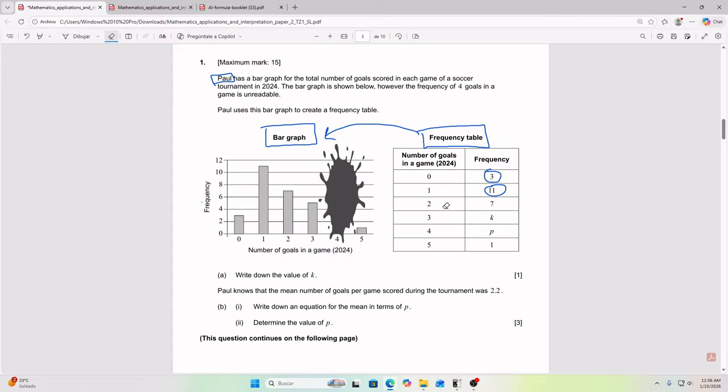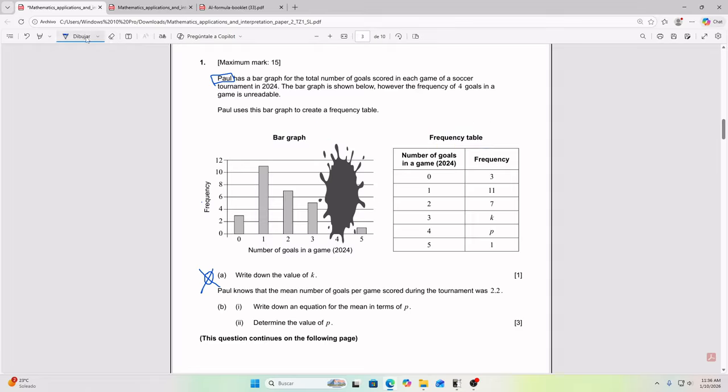And so for part A, it says write down the value of k. If we take a closer look, k is with respect to 3. So we look at 3 and see how much frequency it had. It had at least 4, but this is between 4 and 6. Well, what's between 4 and 6? 5. So we can write down that k equals 5.